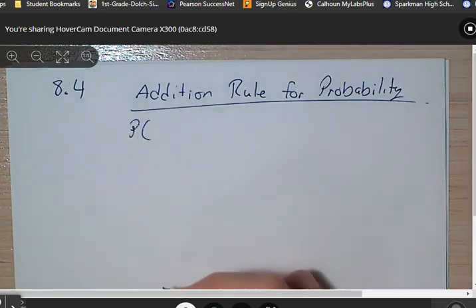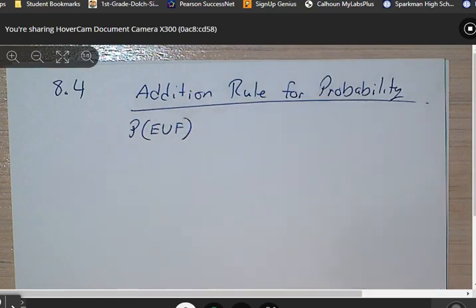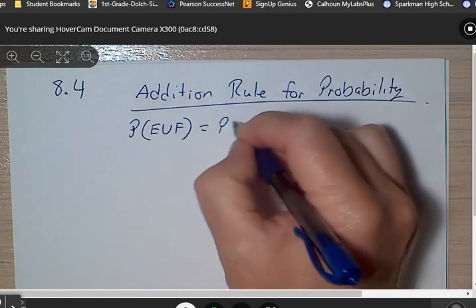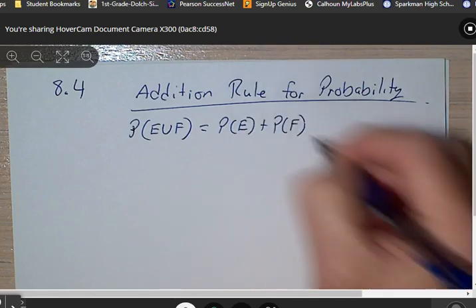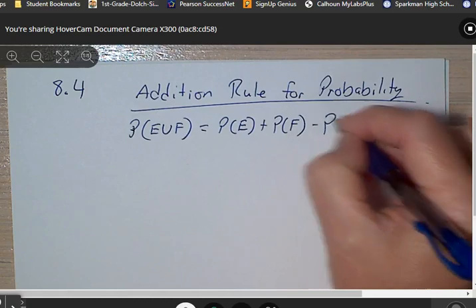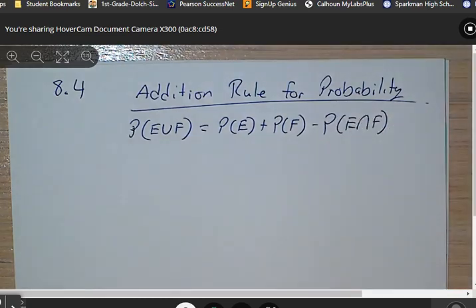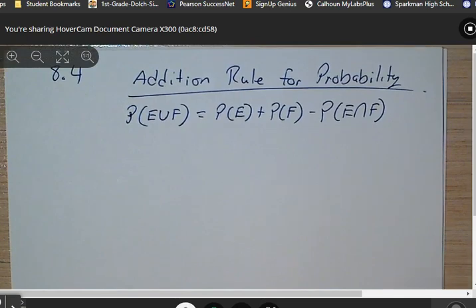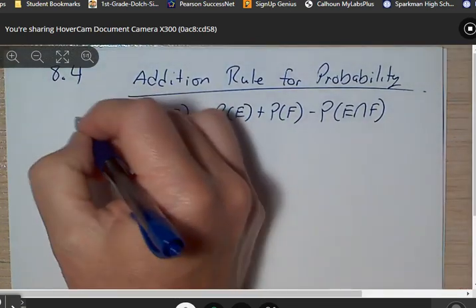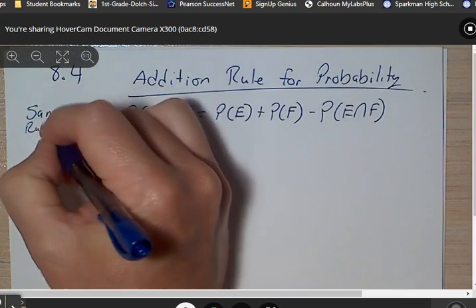So we're going to say the P of E union F is P of E plus P of F minus P intersection of E and F. And you may be going, well, that's basically the same as the counting rule that we did back in 8.2. And it is. They just tweaked it a little bit. So it's basically the same rule from 8.2.